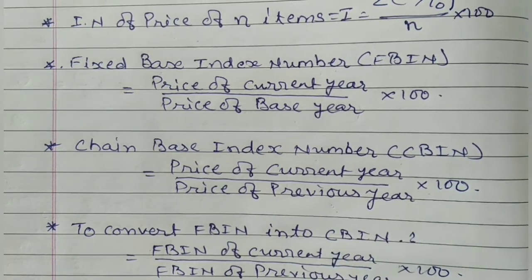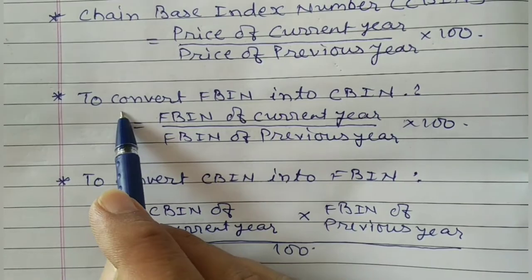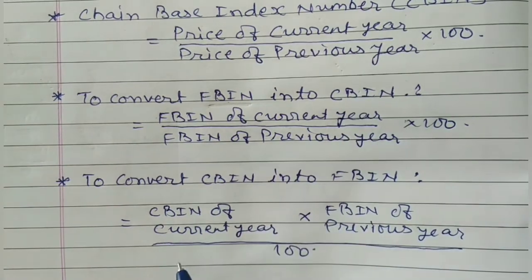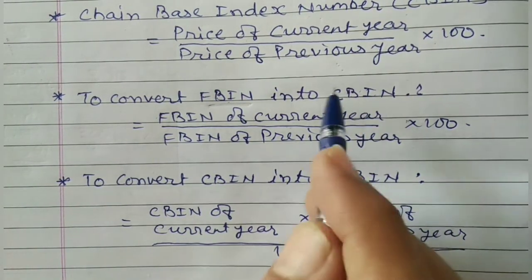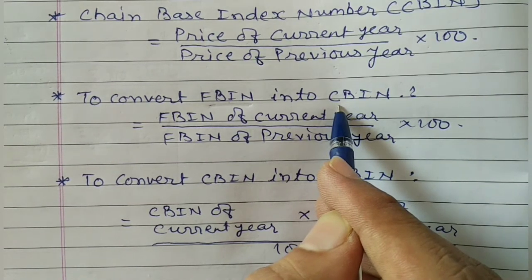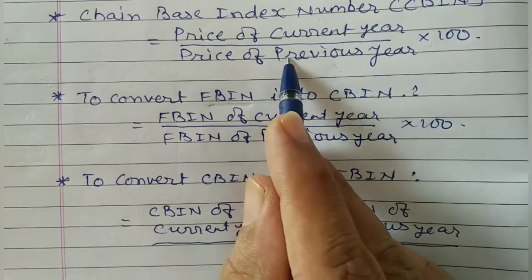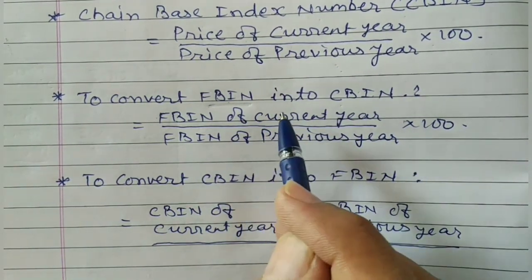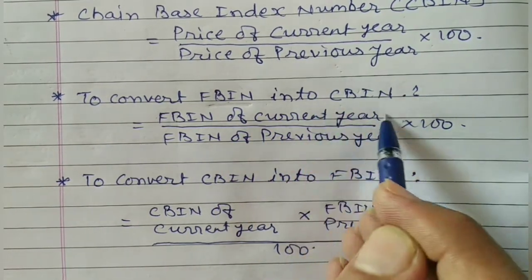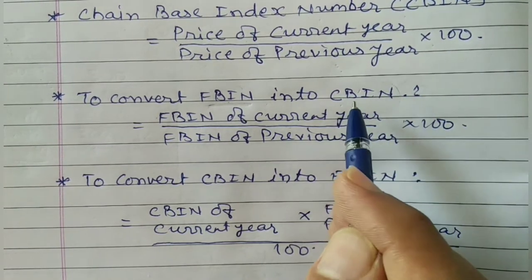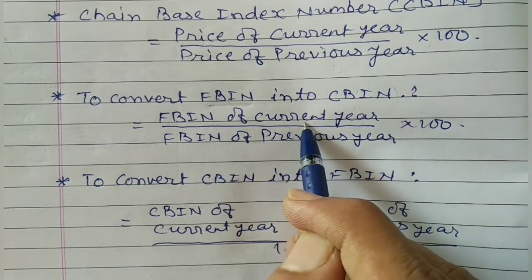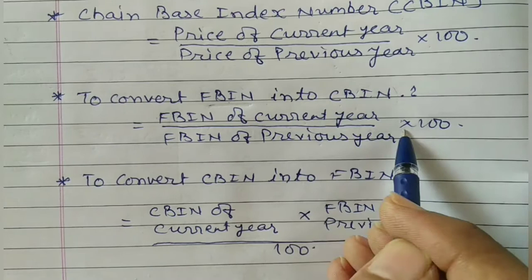Now the conversion method. Suppose we want to convert fixed base index number FBIN into CBIN. Remember properly that we know the formula of CBIN, that is chain base index number. What is the formula? Price of current year upon price of previous year. To remember it, to convert FBIN into CBIN, the base of your formula would be CBIN. You are about to find out chain base index number. The formula would be FBIN of current year upon FBIN of previous year into 100.